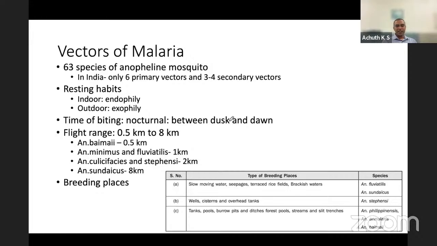So where there is clean water, there we can get Anopheles mosquito most commonly.